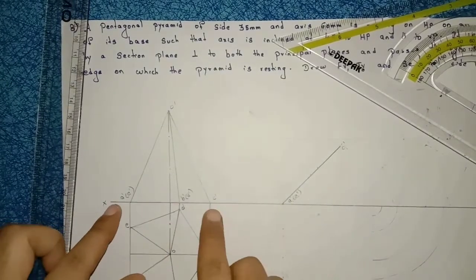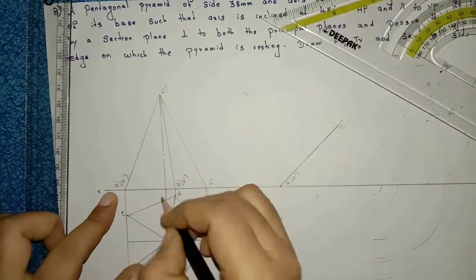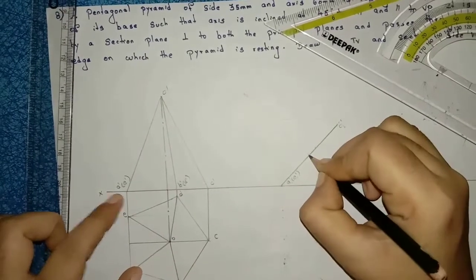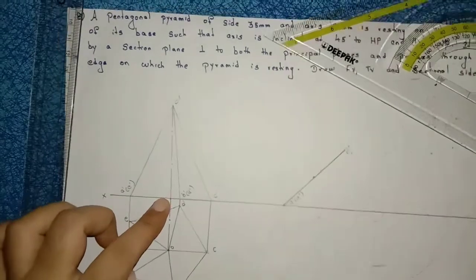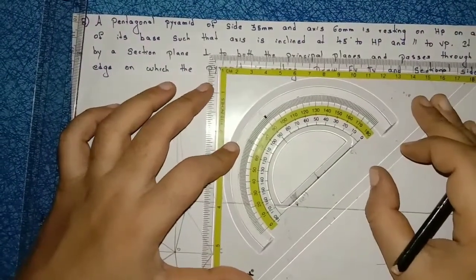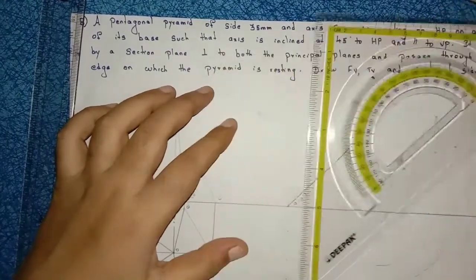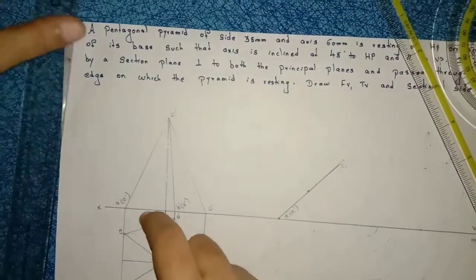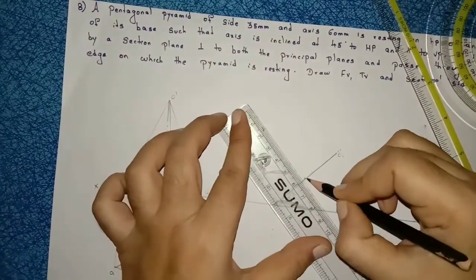Now you see, from A dash to the axis line, take the distance of the axis line and mark the point here. Right, now keep your protractor on that point. Mark 90 degrees. Axis length is how much here? 60 mm. Take a 60 mm axis line.